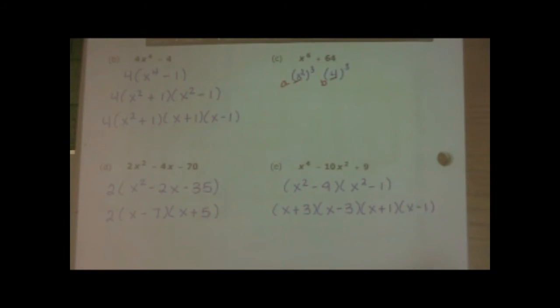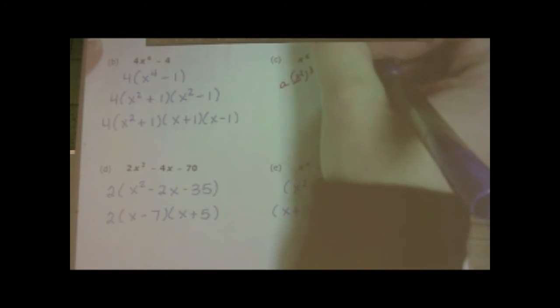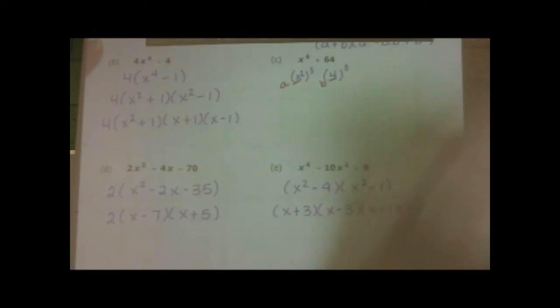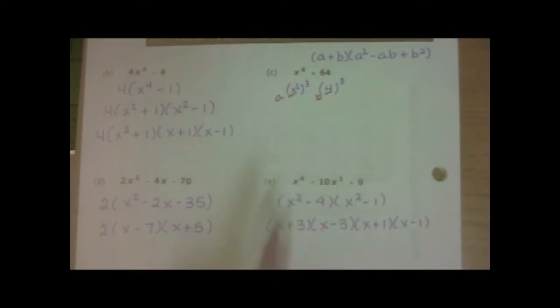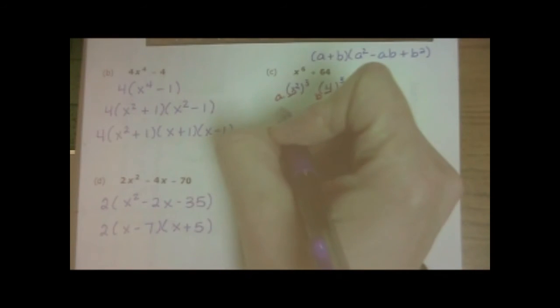All right? So let's go back to our formula for the sum of cubes. And that formula looks like this. A plus b, a squared minus ab plus b squared. All right, so we're going to apply this formula to this particular polynomial. So the first thing I'm going to start with is a plus b, so x squared plus 4.